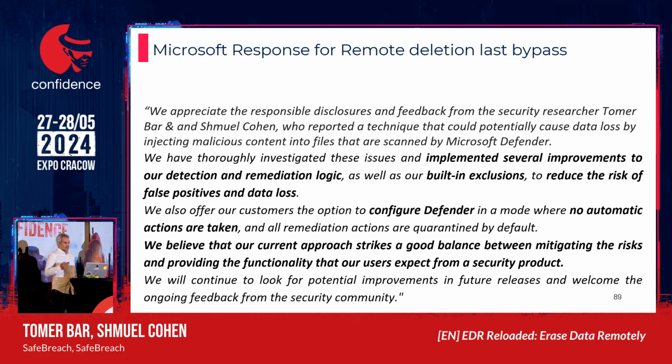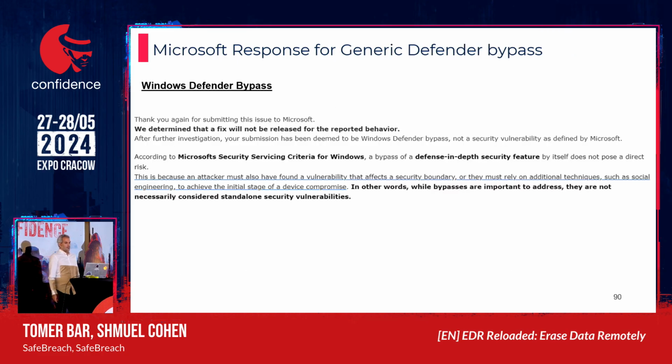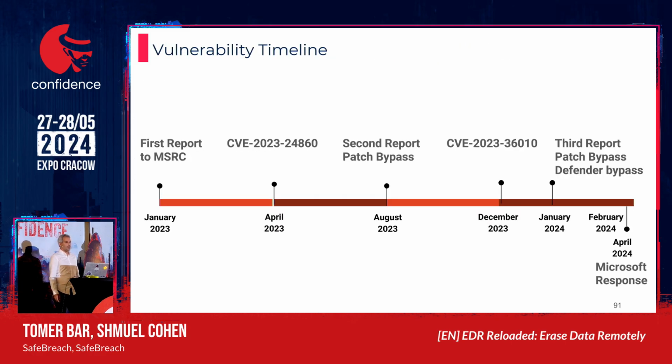So let's continue to the vendor response again. Microsoft thanked us and confirmed all the bypasses, but decided not to fix the last one and not to release the third CVE. Instead, they added improvements and configuration to reduce the risk of false positives and data loss. Regarding the Defender bypass, Microsoft confirmed the generic bypass, but again decided not to fix it, since the attacker must also achieve initial access to the device. So there are attack vectors that are still relevant today.